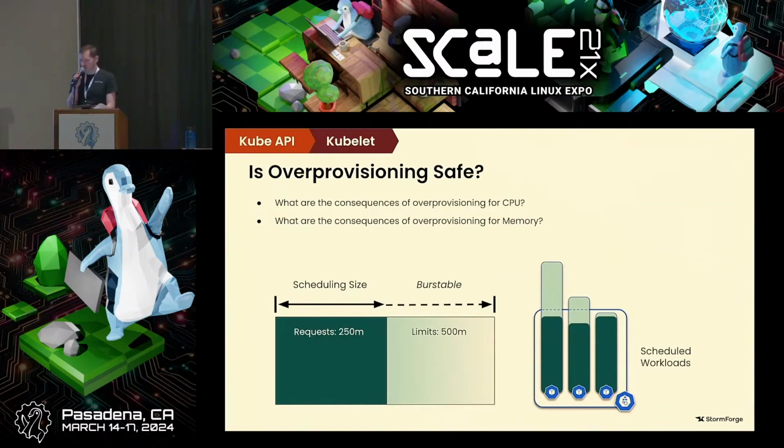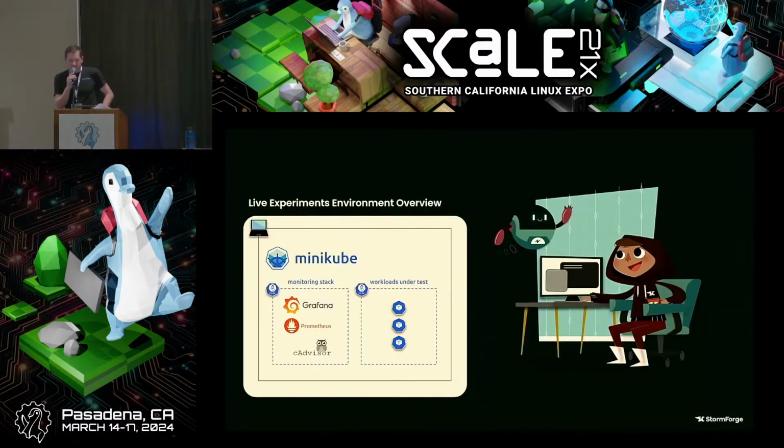So last slide before we dive into a demo and start focusing on this question: is over-provisioning safe? What are the consequences of over-provisioning for CPU, and what are the consequences of over-provisioning for memory? I think that's about almost it for me talking without actually showing anything.